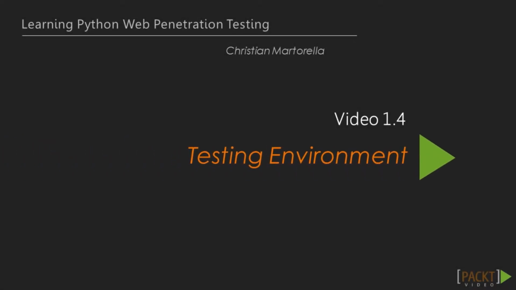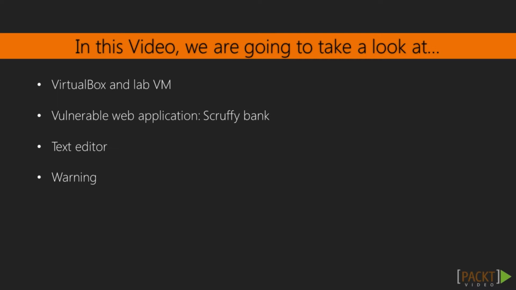In the previous video, we learned what are the tools that a professional penetration tester uses when testing a web application. In this video, we're going to take a look at our testing lab environment. We will start by installing the VirtualBox software to run our lab VM. We are going to access the vulnerable web application, get familiar with the text editor, and finally, I will give you an important warning.